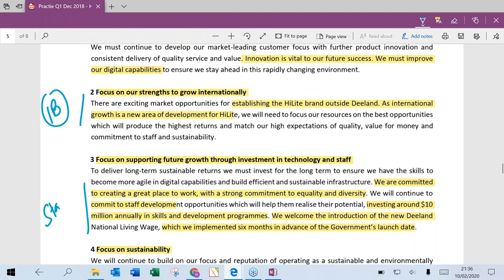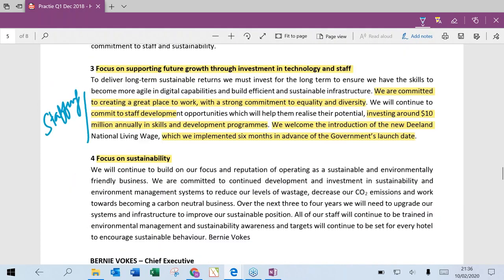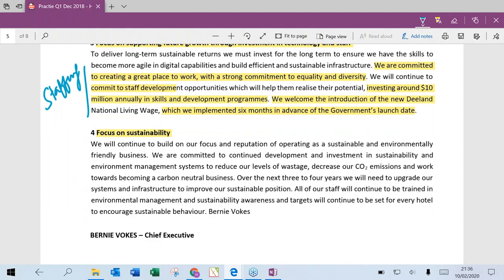I don't know. So I'm just saying staffing. And lastly, focus on sustainability.